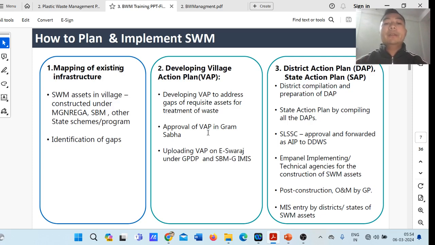And approve the action plan in the gram panchayat, or if it is in the town, they can approve through the ward, colony, and the municipal or town council, and they can do the process. So the district level action plan, after the village is approved, they can go to the district level and they can approve and do operation. These are all just for your understanding.